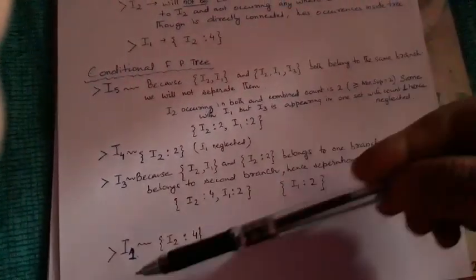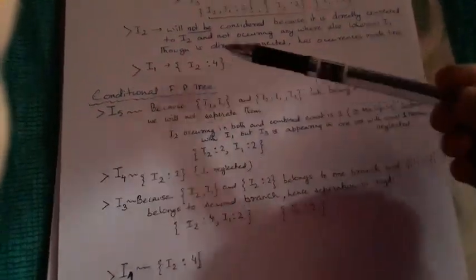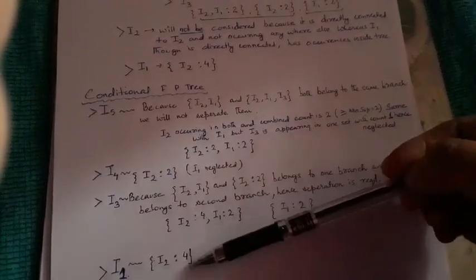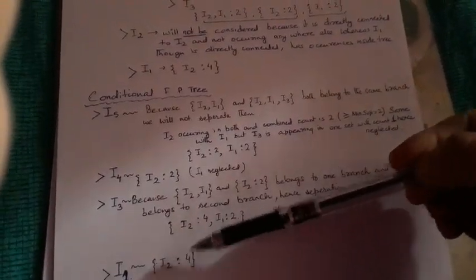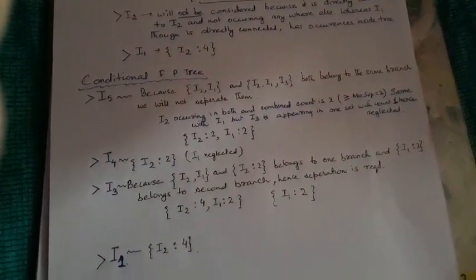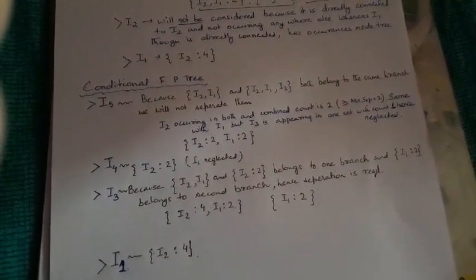And similarly, only I2, 4 is there, so we'll just write that I2, because it's higher than the minimum support count, we will write here I2, 4. Okay, so that is how we create conditional FP tree.